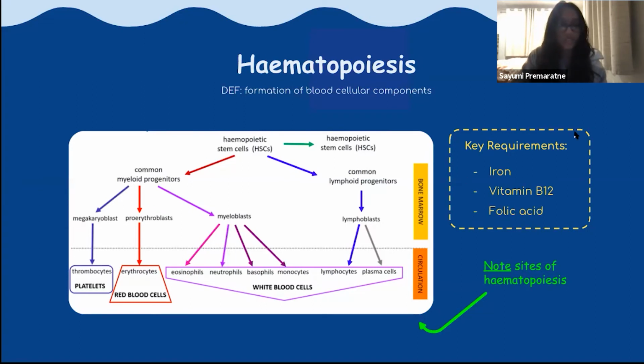I think with this diagram, it's important to know where things are happening. The diagram shows that the initial stages happen in the bone marrow, but then you have the end cells down the bottom forming in your circulation.